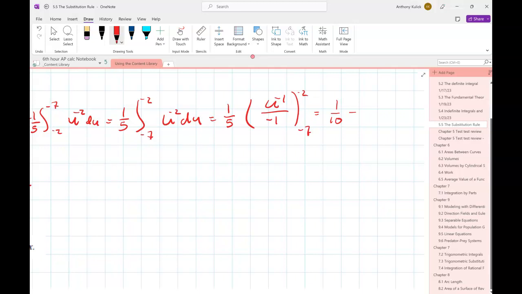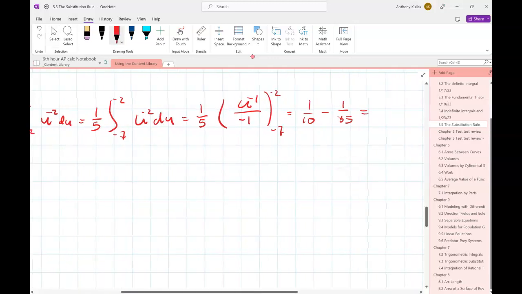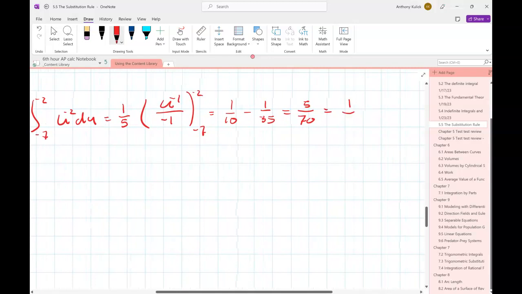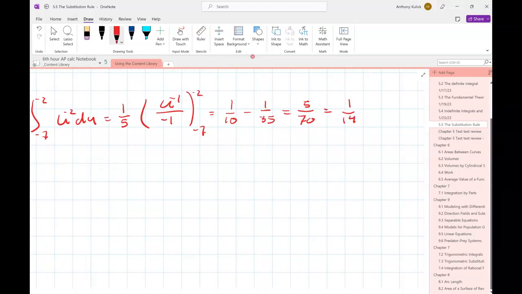And then minus the reciprocal of negative 7, which is negative 1 over 7. Divided by negative 1 is 1 over 7. Times 1/5 is 1 over 35. And then what do we do there? It's going to be 7/70 minus 2/70. So that's 5/70, which reduces down to 1 over 13. No, 14. Thank you.